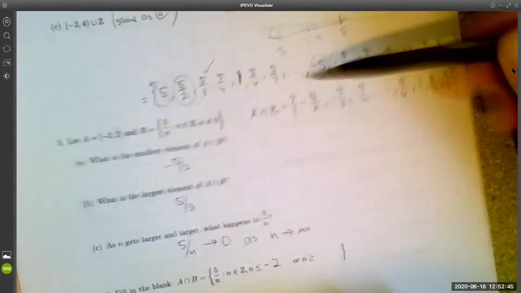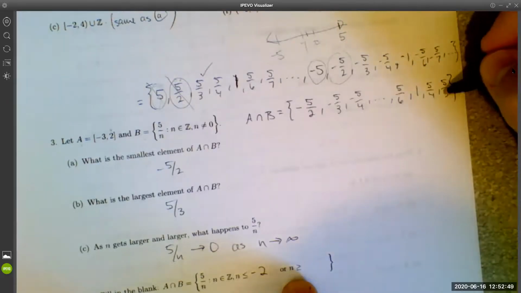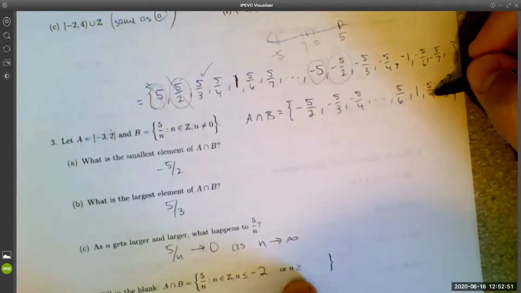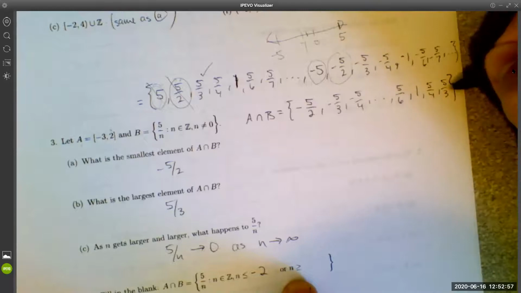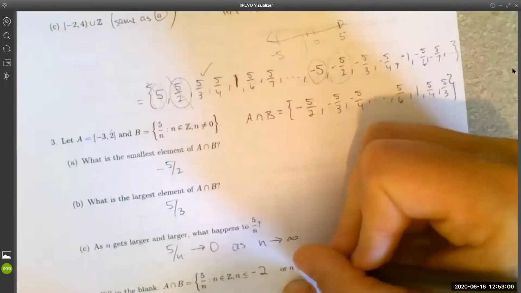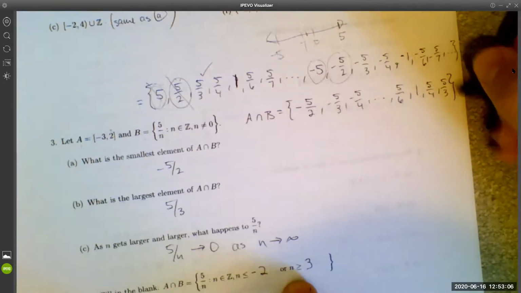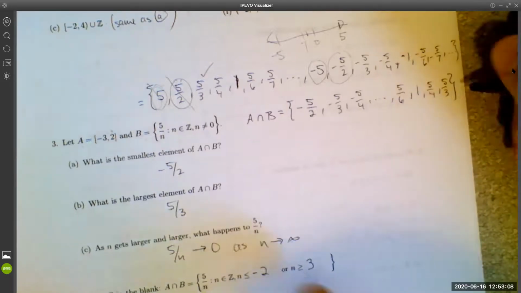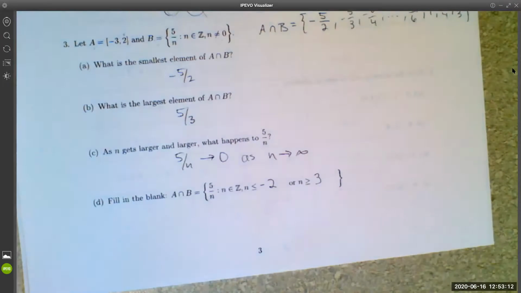On the other hand, n could be 3, but n could also be 4 or 5 or 6, right? So it seems like n could be anything bigger than or equal to 3. It can't be smaller than 3. It can't be 2 because 5/2 is not in this intersection, right? So that's how we would fill in those blanks.